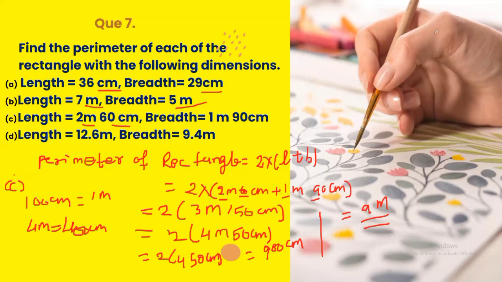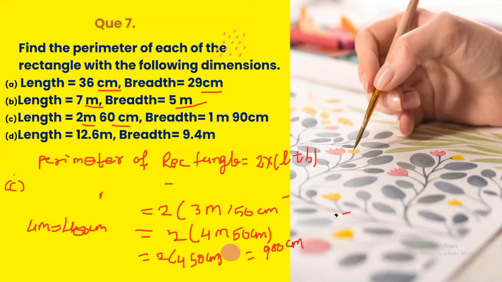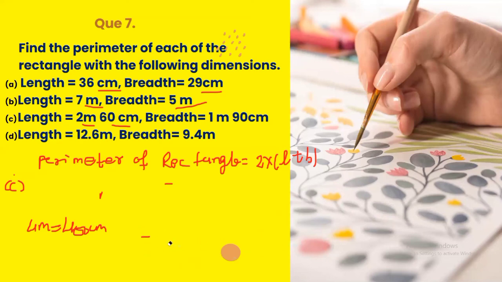What is the question number 8? Sorry, question number 7, the D part. Got it? 7D part. Again, you need to use the same formula. What is the formula? 2 bracket L plus B. So same formula you can use here. And remember one thing, before putting the formula or solving the question, just check whether the given units are same or not. You can check here, both are meter. So same unit here, so you need to put the values directly.